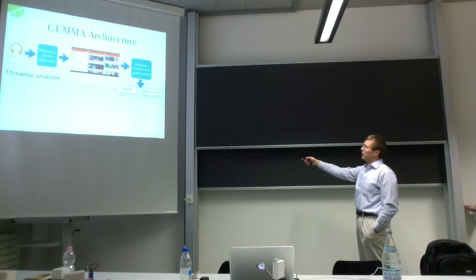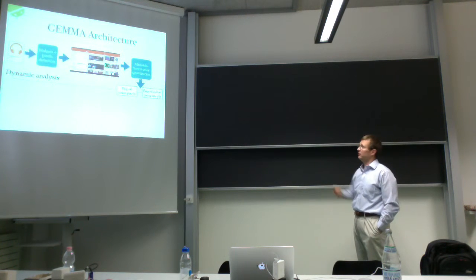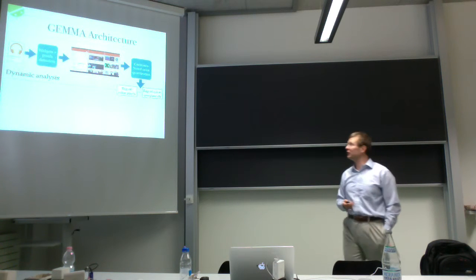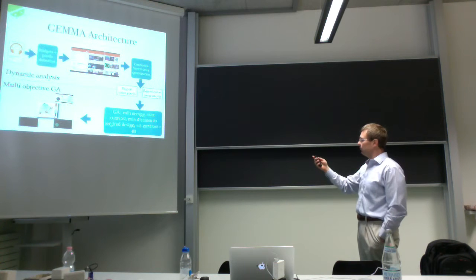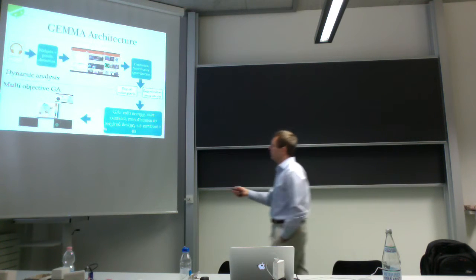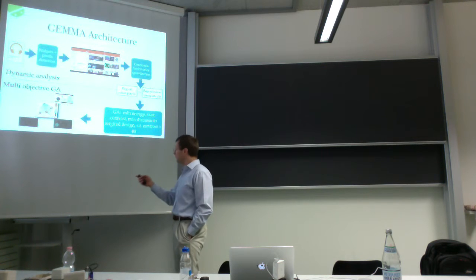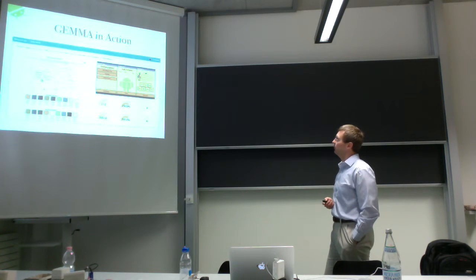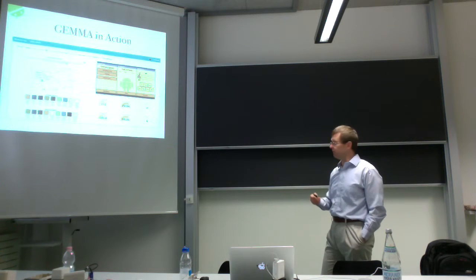So I'm not going to go into the details of how we encode the solutions, but this is fairly straightforward, and the details are in the paper, but there is quite a bit of engineering which happens before you encode the solutions which are input to the genetic algorithm here. And the output of the algorithm is a Pareto front of solutions, which look like the following. So this is a real demo of the Gemma prototype that we developed.